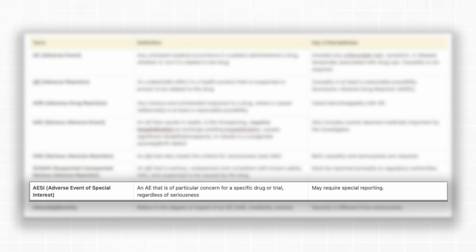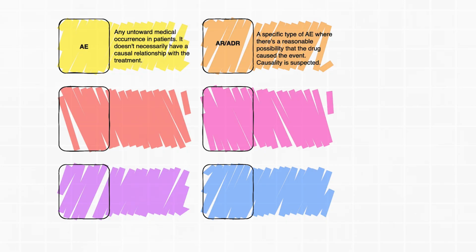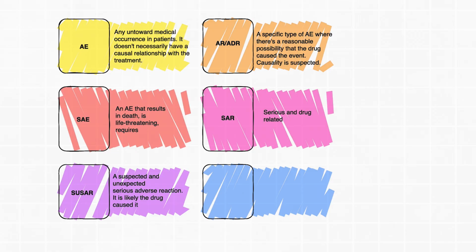This table summarizes what we have discussed. You can save it for reference. Just a quick recap. AE is any negative health event during drug use. AR or ADR means the drug probably caused it. SAE is any serious health problem, regardless of cause. SAR is both serious and drug-related. SUSAR is serious, unexpected, and drug-related. AESI is anything the research team are especially keeping an eye on.